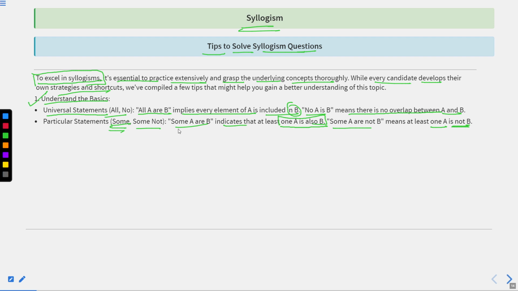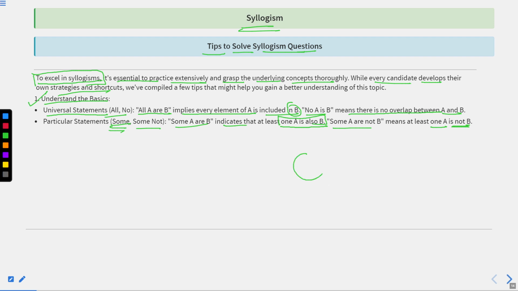Okay, very important. Again, let's read it out. A universal statement says all A are B implies every element of A is included in B, and the statement no A is B means no element of A is included in B. Okay. Now, if some A are B, it means that at least 1% of A will be B. If some A are not B, it means that there will be at least 1% of A that will not be B. Okay. So how can we draw this diagram?